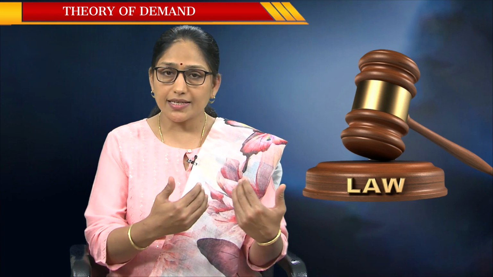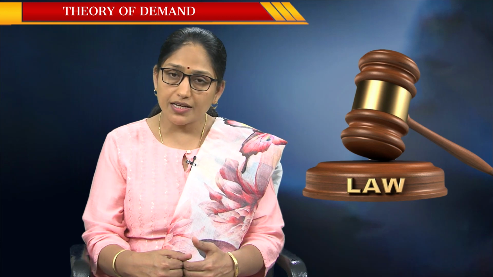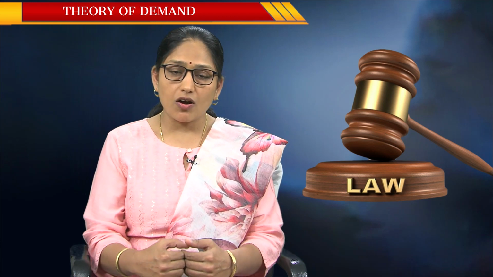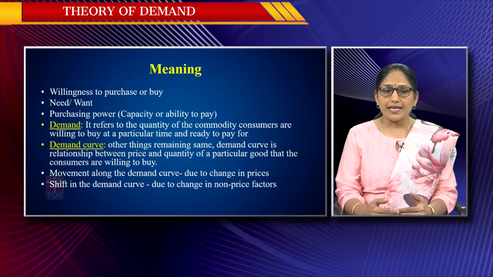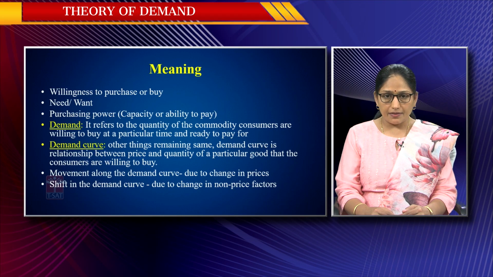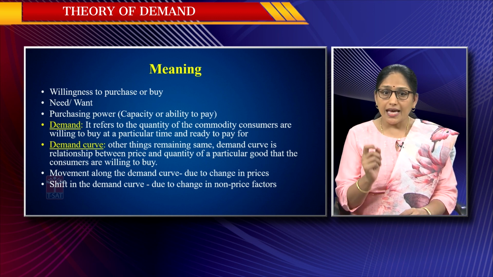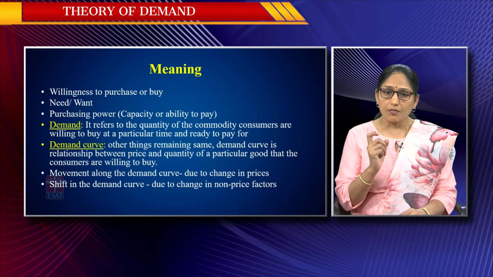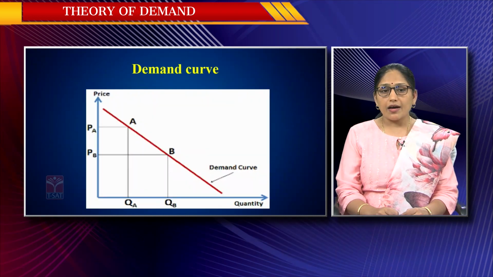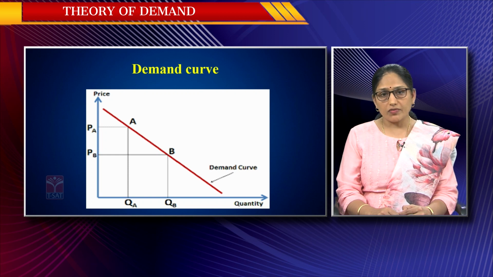Second, when we represent this demand and the determinants of demand in graphical form, we call it the demand curve. Generally, we define it as other things remaining the same. The demand curve is a relationship between price and quantity of a particular commodity that the consumers are willing to buy. Here the demand curve is downward sloping.